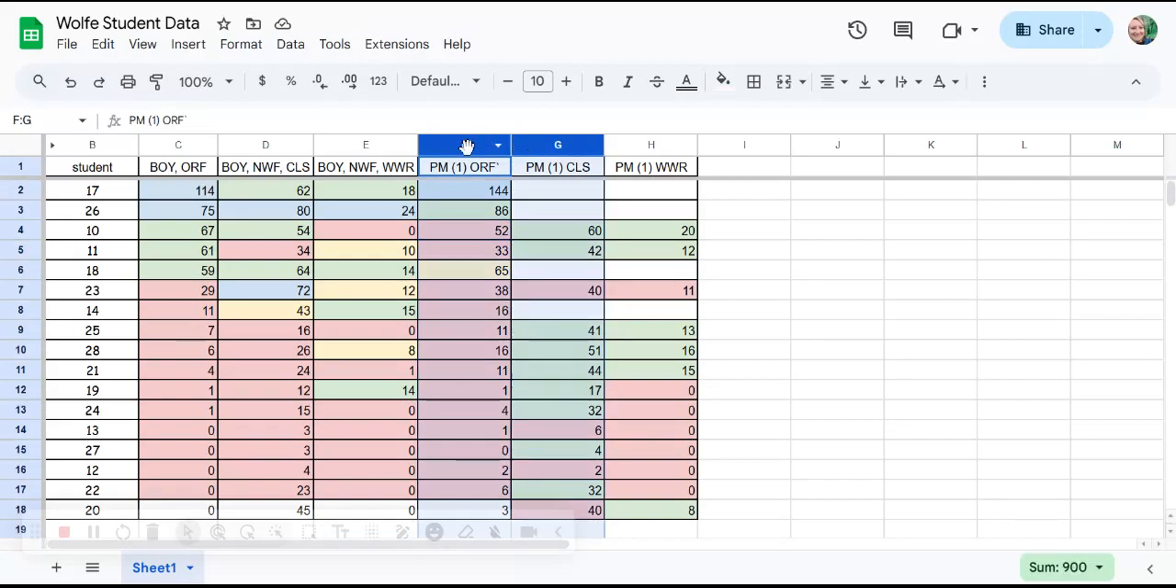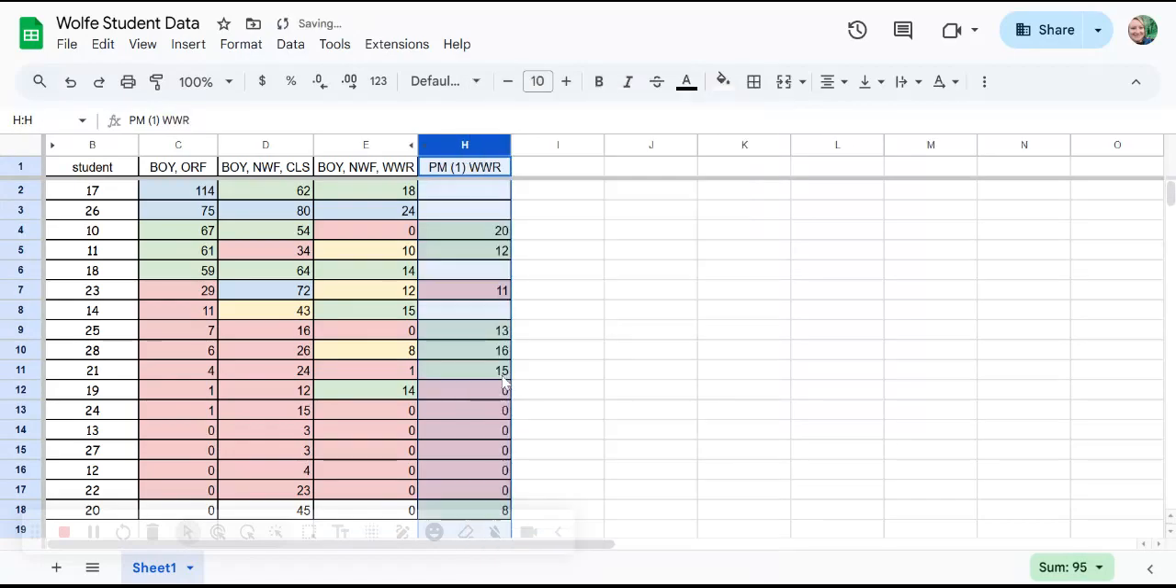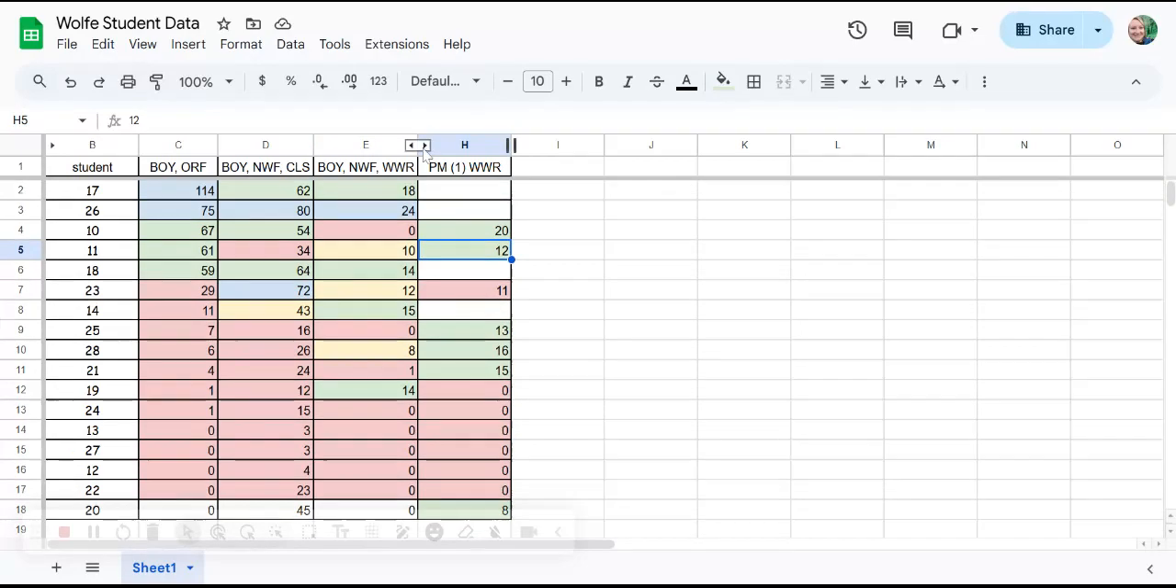I can also look at their whole words read, so I can hide my correct letter sounds and my other ORF column and compare just those two columns. Here I have a student who went from 0 whole words read to 20 whole words read, so it looks like they just needed a reminder on how to take the test. And here's a student who went from very close to being on level, and now they're on level. Very positive movement, which is what we want to see.